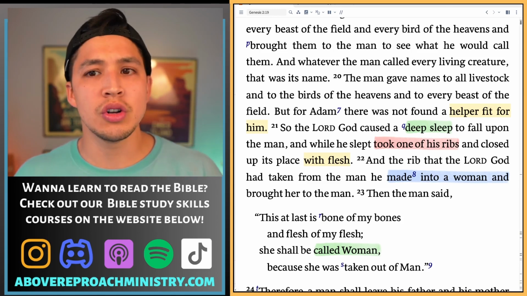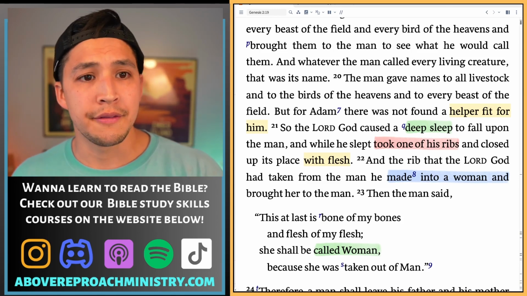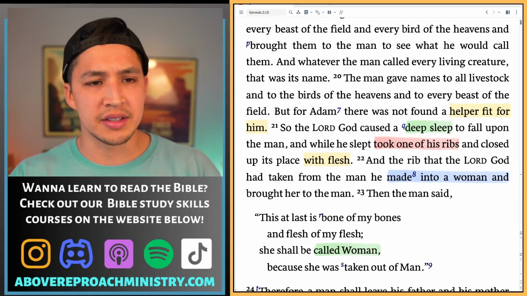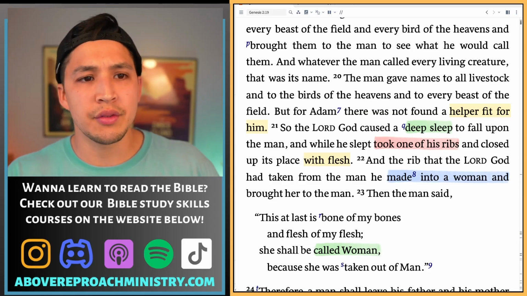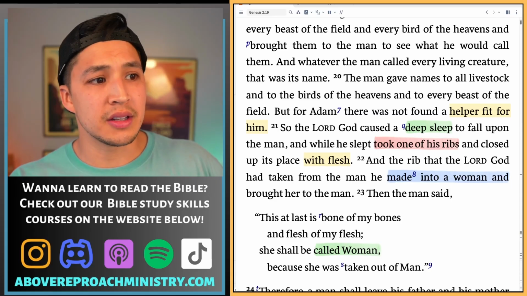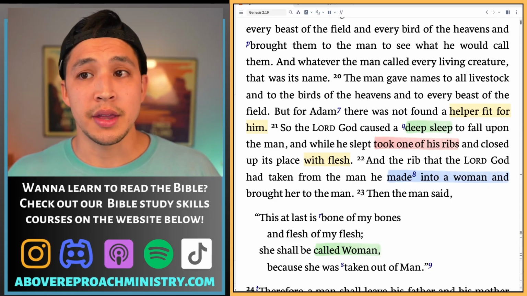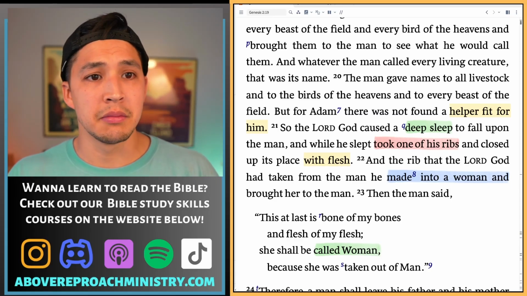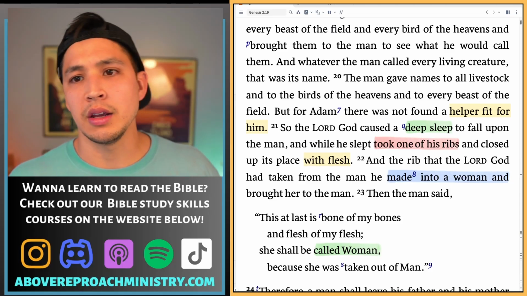There's an intentional, not just a different verb for making and creating in this sense, forming, fashioning, whatever it ends up being. But that also conveys a distinction. There is a difference between Eve and Adam, even on the making and creating level.